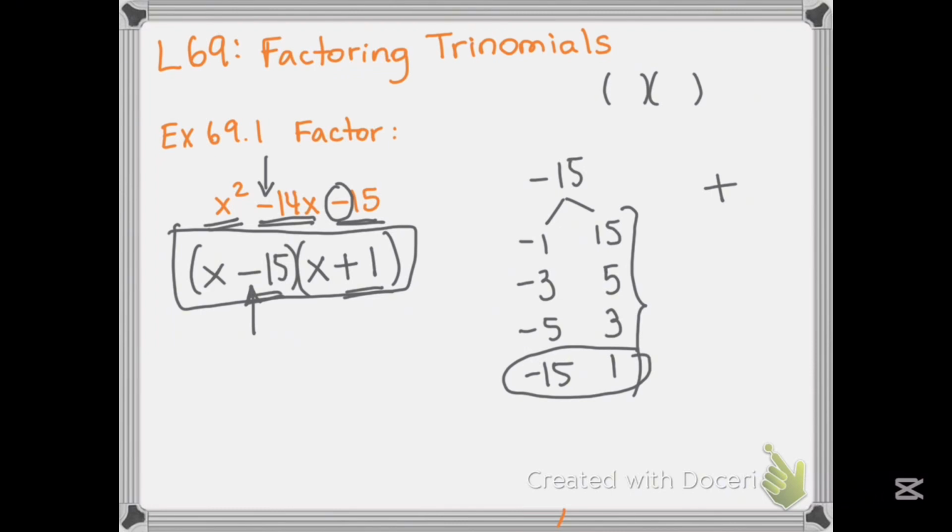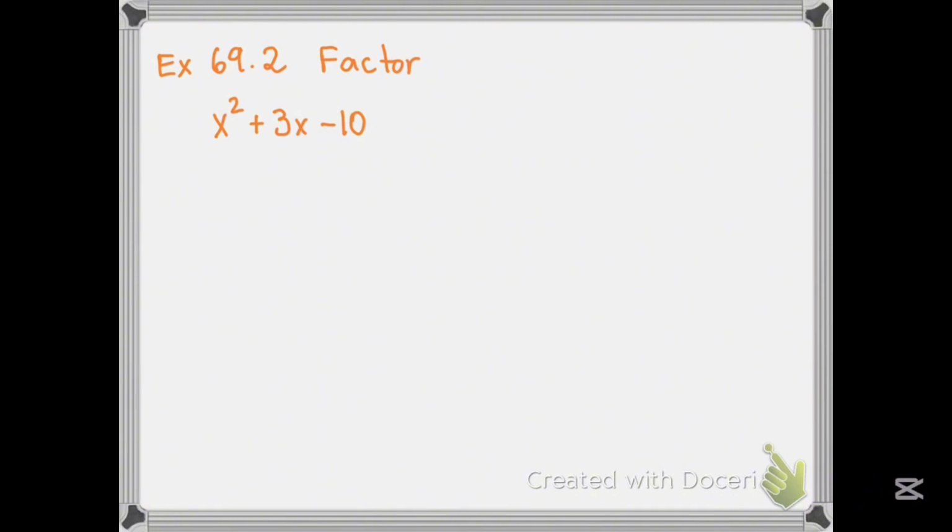Let's look at another example. The first thing we have to do is make sure that the trinomial is in order. And in this case, it is. We look at the exponents of the x. Notice how we start with x squared, x to the 1, and then here we have x to the 0, but we don't write it. So now that we have it in order, we're going to look for the factors of c, the last one there, which is negative 10.